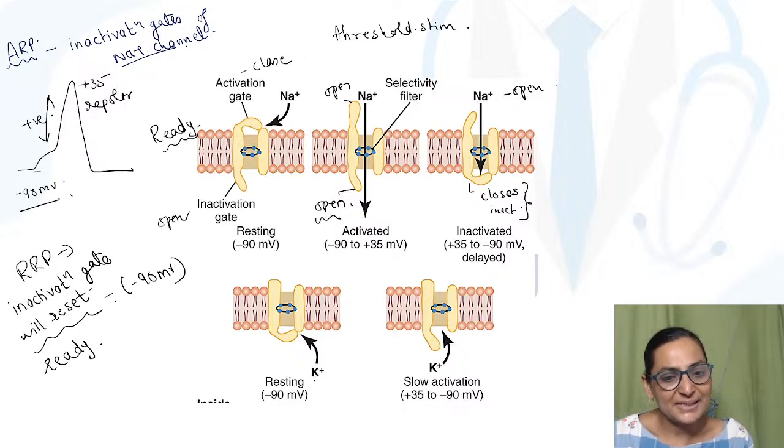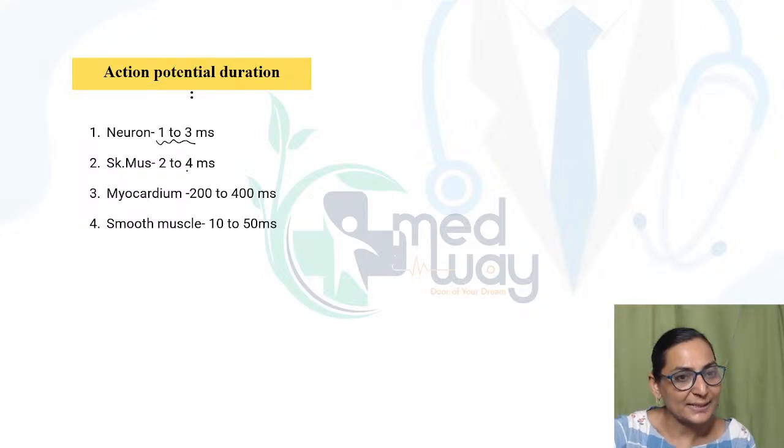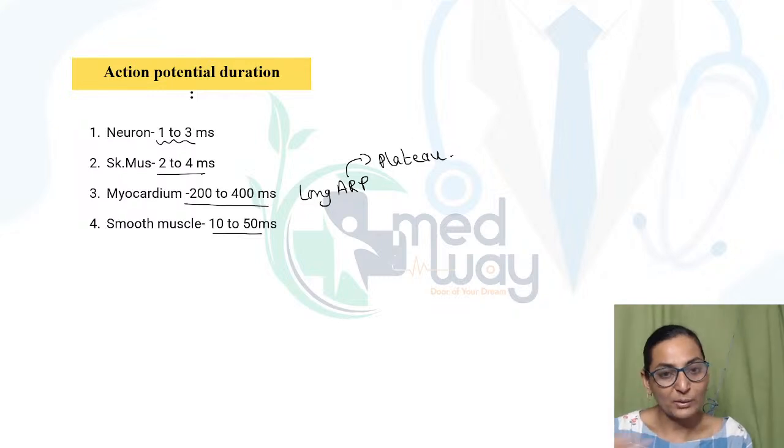The potassium gates are very simple, existing only in two forms: resting, where the gate is closed, and slow activation, where the gate is open. It has got only one gate facing inside. Now, the action potential of the neuron is 1 to 3 milliseconds, skeletal muscle 2 to 4, smooth muscle 10 to 50, but that of the cardiac muscle is 200 to 400 because of the very long absolute refractory period. But more important, it is due to the plateau phase, which is a very important feature.